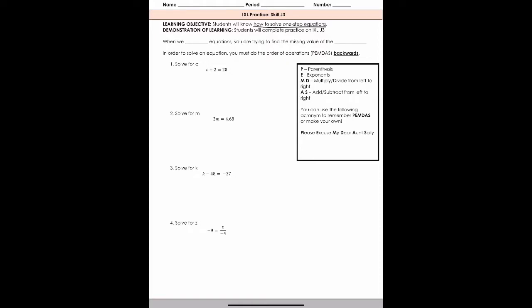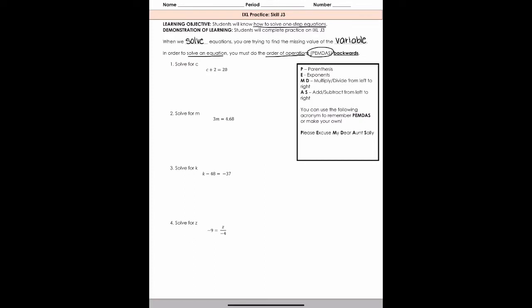When we solve equations, you are trying to find the missing value of the variable. So that is what it means to solve. You have a missing piece and you're trying to figure out what that piece is. In order to solve an equation, you must do the order of operations, which is PEMDAS, backwards.